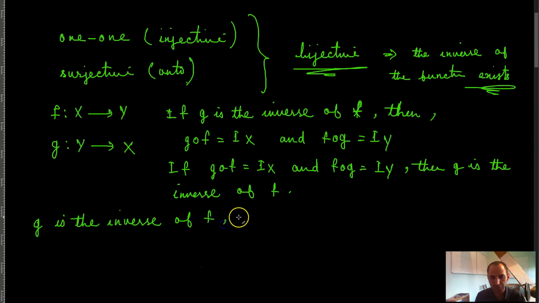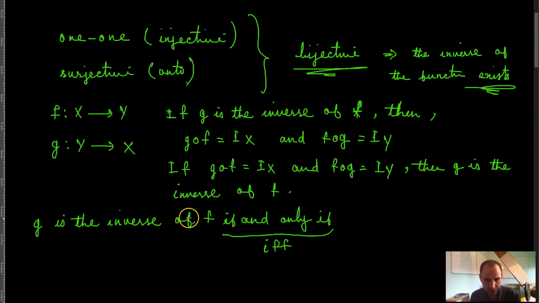You can say that g is the inverse of f if and only if, or instead of this you can write iff, g o f is equal to I of X and f o g is equal to I of Y. Right?